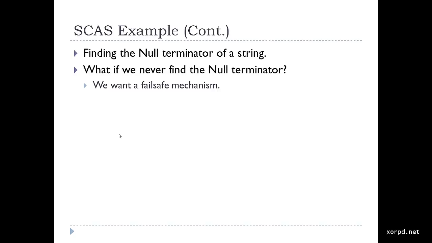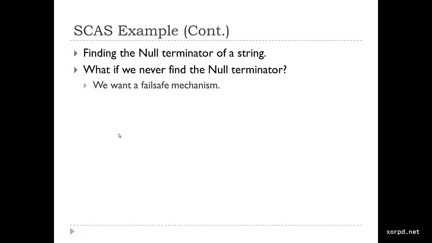But what if we never find the null terminator? This could happen. For example, maybe someone made a mistake and forgot the null terminator. Or maybe you got a string from the user as input. You cannot always trust the user of your programs. Maybe the user of your program didn't supply a null terminator.